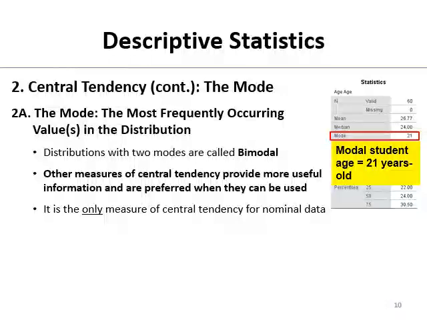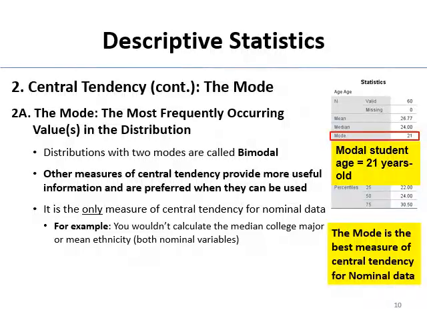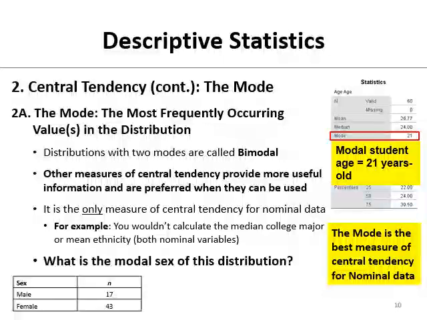However, the mode is the only measure of central tendency you can use for nominal data. They don't usually say, you know, the most frequently occurring hair color was this, right? That would be the mode. So you wouldn't calculate, for example, the median college major or the mean ethnicity. Those are both meaningless values. You'd say the majority of the distribution, or the most common college major was this, or the most common ethnicity was this. You'd be talking about the mode. So it is the best measure of central tendency for nominal data. It's the only one, to be honest.